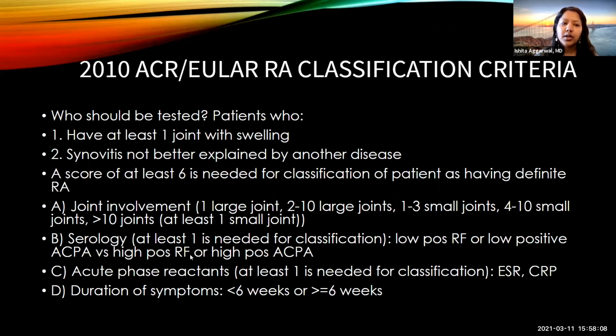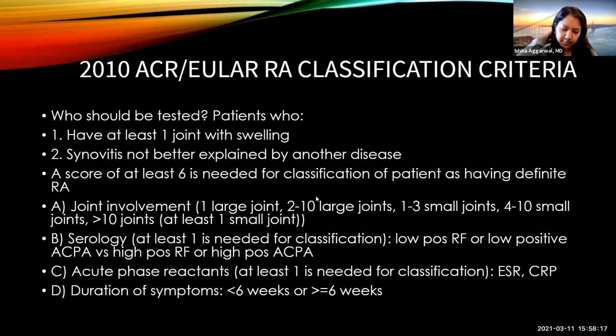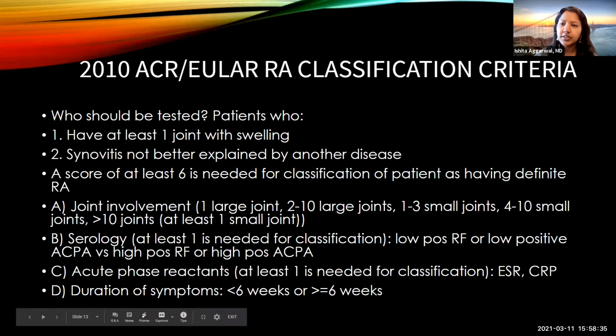And then we also look at certain inflammatory markers, the sedimentation rate and the CRP, and we also assess for duration of symptoms. So have they been there for less than 6 weeks or 6 weeks or greater? Having increasing joint involvement and involvement of the small joints gives you an increased weighted score, and there's higher points for high positive rheumatoid factor or CCP. And having elevated ESR or CRP also gives you 1 point.